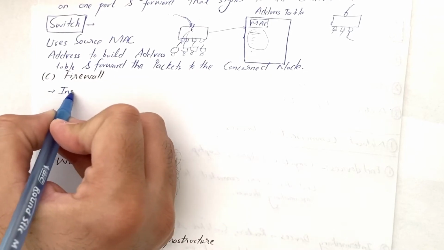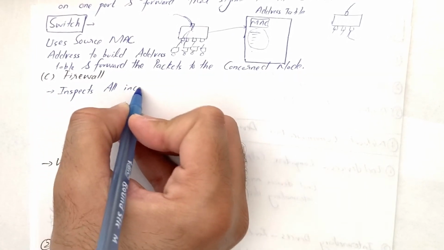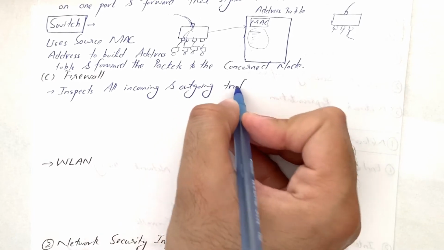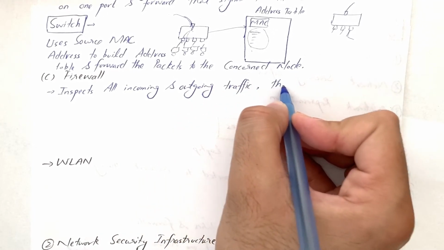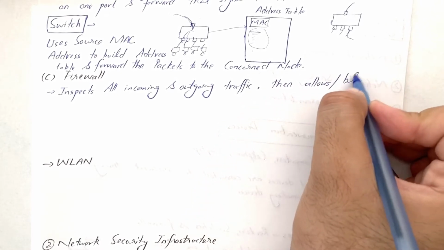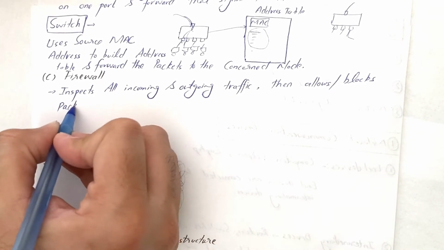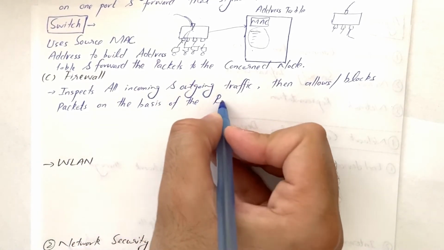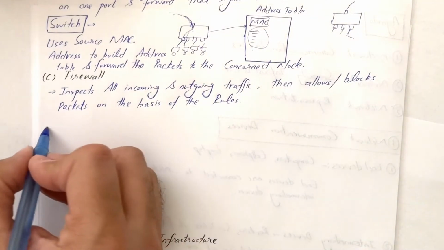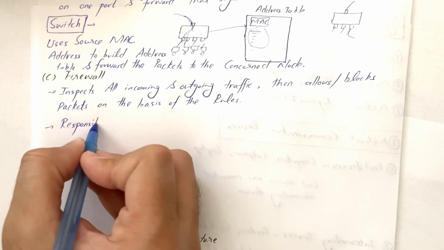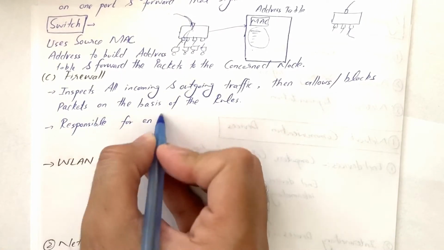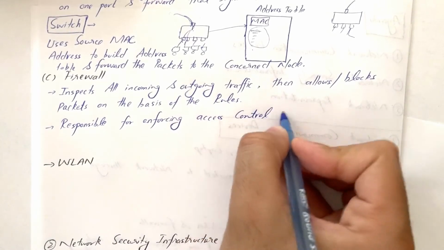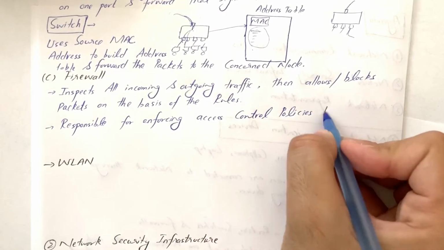So what a firewall does is it inspects all incoming and outgoing traffic, and then allows or blocks packets on the basis of the rules. It is also responsible for enforcing access control policies between the networks.